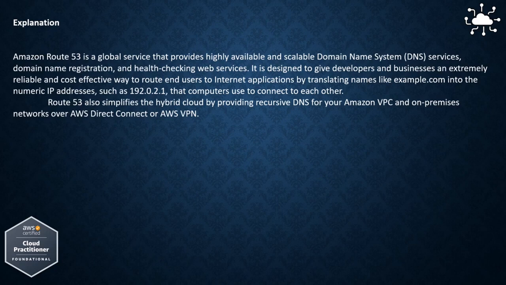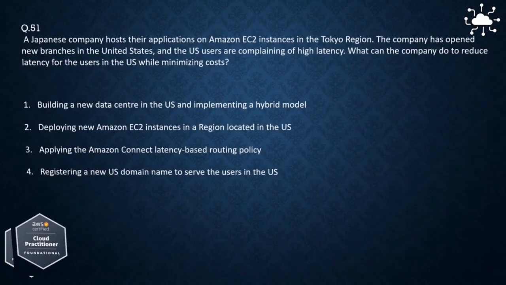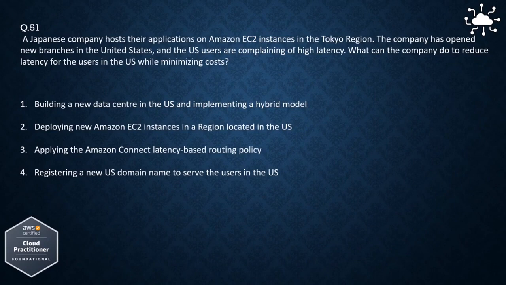Route 53 also simplifies the hybrid cloud by providing recursive DNS for your Amazon VPC and on-premises networks over AWS Direct Connect or AWS VPN. Question 51. A Japanese company hosts its applications on Amazon EC2 instances in the Tokyo region.